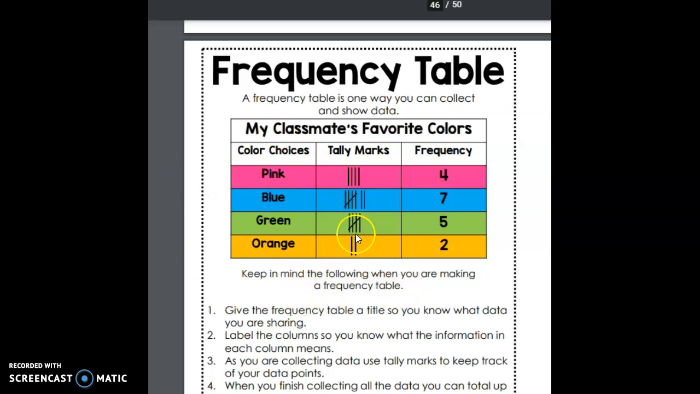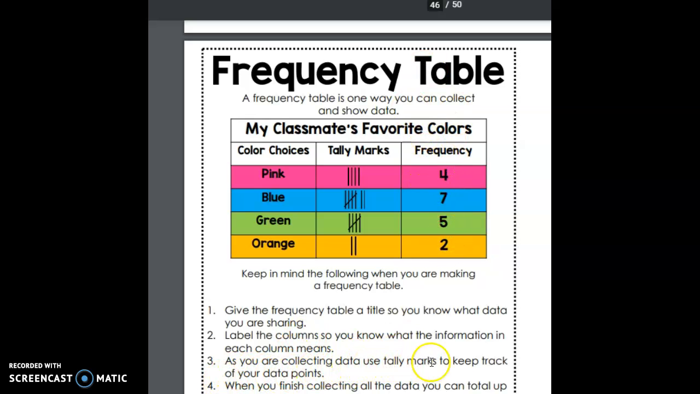When you're creating your frequency table, it's important to keep in mind, give your frequency table a title. All of your graphs need to have titles. Label the columns so you know what information each column is about. These are your color choices. These are your tally marks. This is your frequency.